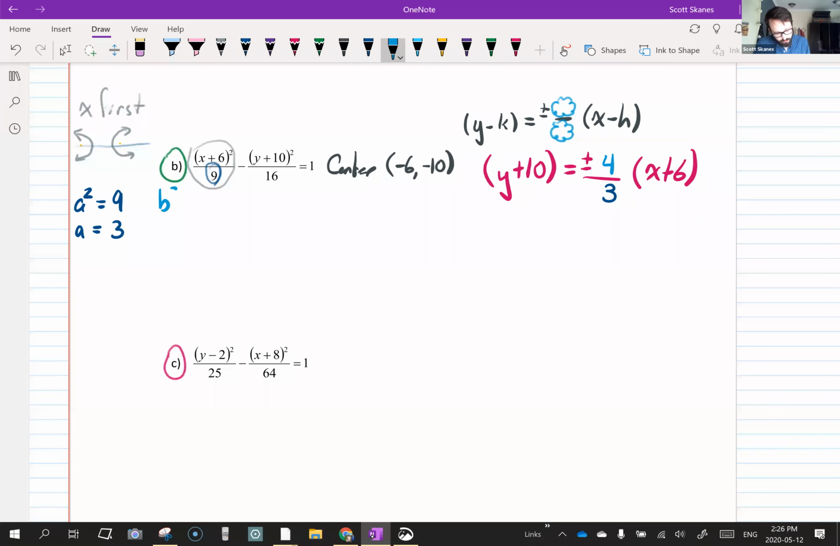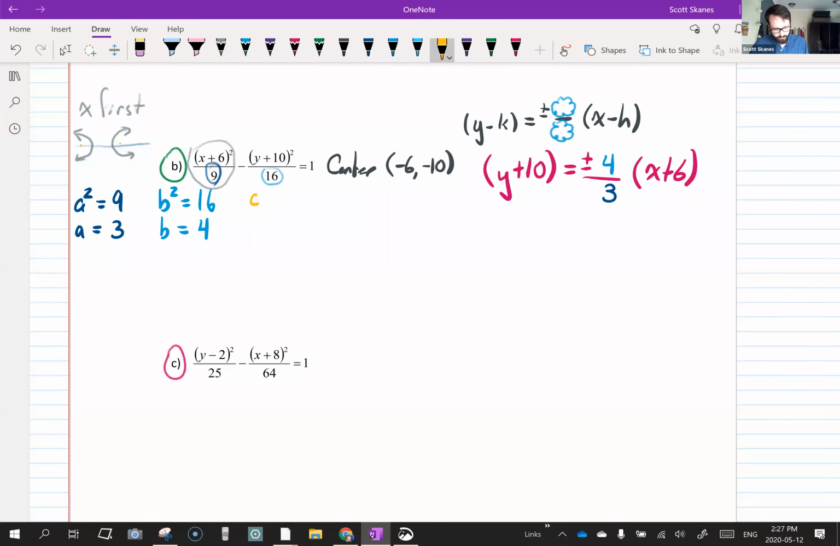B squared. Okay, what's b squared? I'm assuming you're all paying attention. It's going to be 16 because it's the other one. It's the one that doesn't come first. It's the one under the second term. Doesn't matter what's on top, x or y. That means b is the square root of 16. What's the square root of 16? 4. Thank you, Aisha. You're awake. Good. Now I'm going to keep going. I could stop here and get the vertices and co-vertices, but I want to keep moving.